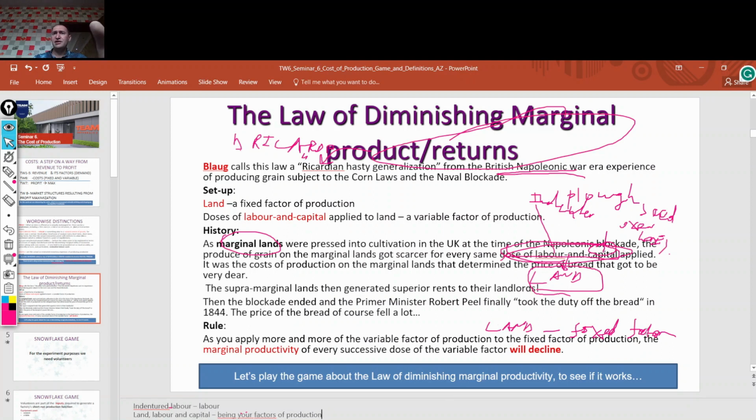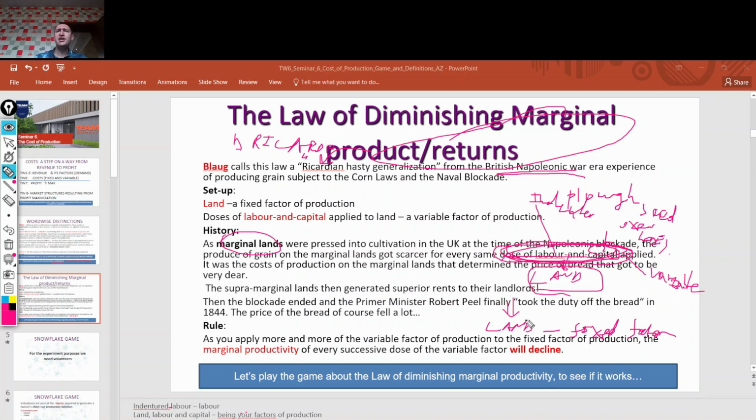The land is in fixed supply, it's a fixed factor, but the doses of labor and capital you can apply to land in increments as much as you want. They are not in short supply, they are in variable supply. They are variable production factors. So you can apply progressively more and more of the variable production factor. We are considering labor and capital jointly, as a combination, applied to land. As we progressively apply more and more of them to land, the yield is getting to be less and less.